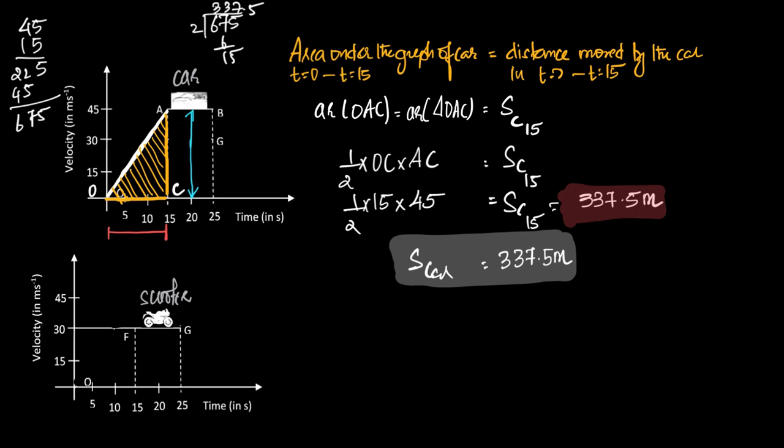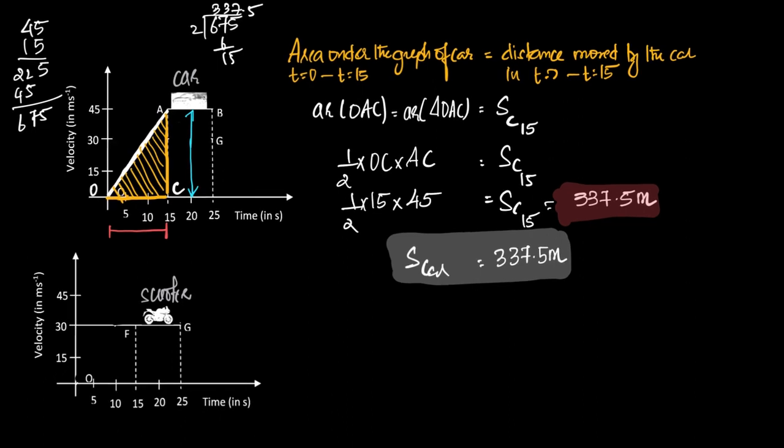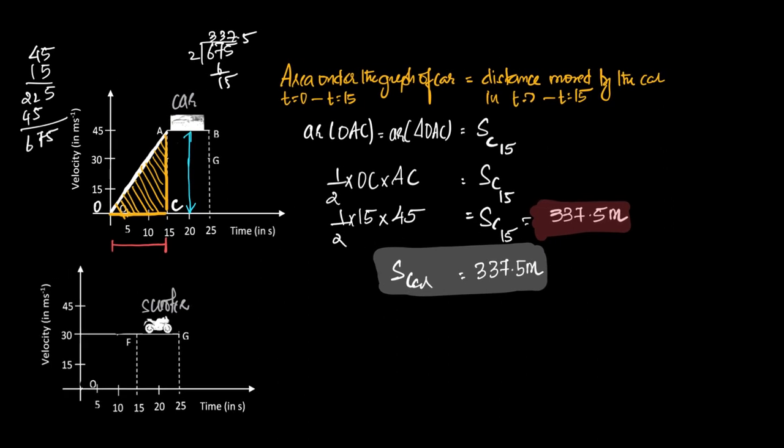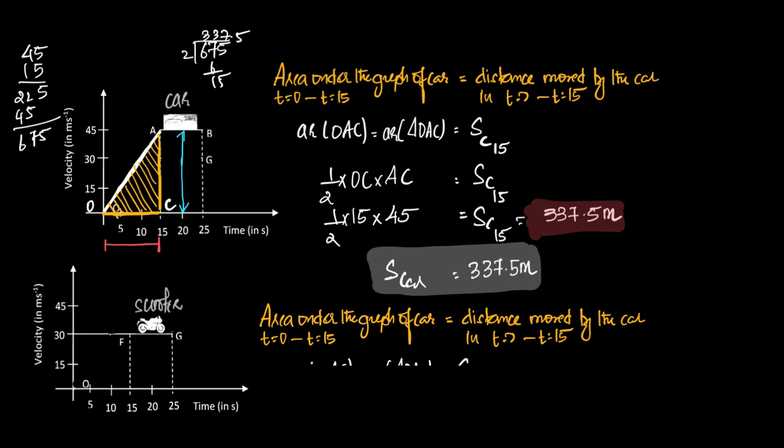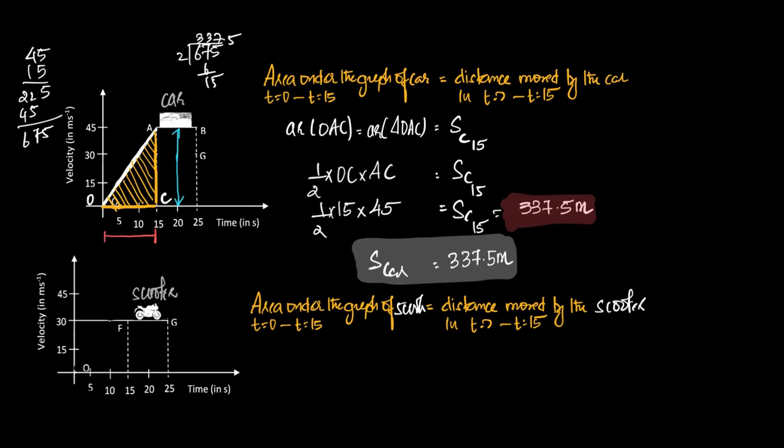Now let us use the same idea to find the distance moved by the scooter. How do we do that? The only difference here is that the area under the graph of the car from t equal to 0 to 15 will be replaced by the area under the graph of the scooter, which will be equal to the distance moved by the scooter in t equal to 0 to t equal to 15. Now, what is the area under the graph here? First we need to draw the graph. So this is the graph.